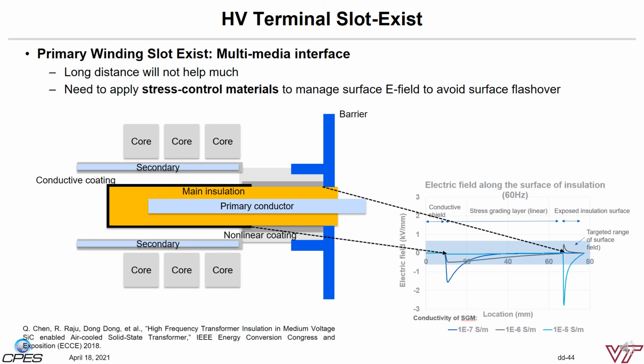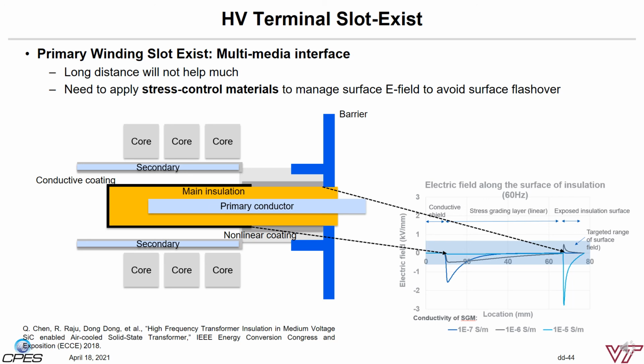This page shows the cross-section from the side view of the transformer. It shows the location of the stress grading materials between the shielding layer on the surface of the epoxy and the high voltage winding slot exit. As I mentioned before, the E-field usually shows a high peak value at the interface between 2 insulation media. Therefore, stress control materials are very critical to spread out the E-field distributions.